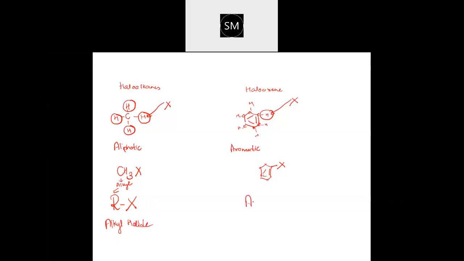And this could be represented as ArX, where Ar stands for the aryl group, and X stands for the halogen. Yes, excellent. So I hope it's clear. This is also called an aryl halide, the aromatic aryl halide.